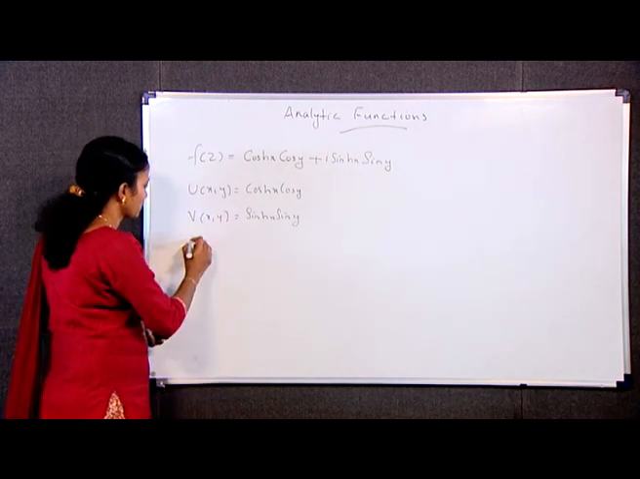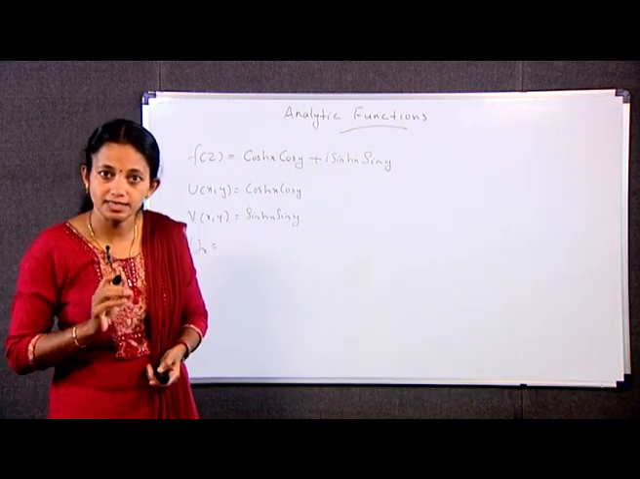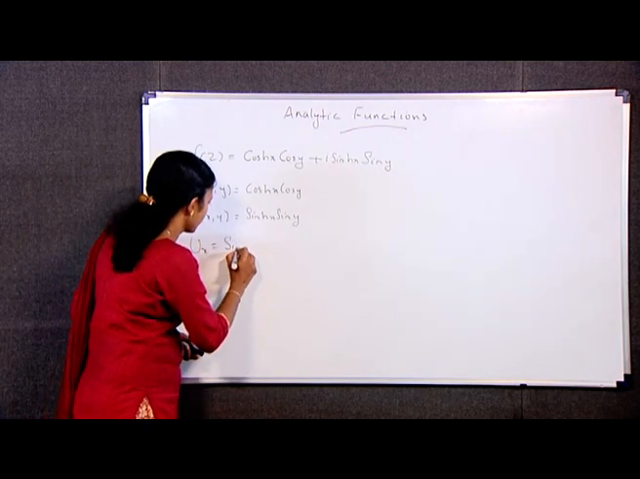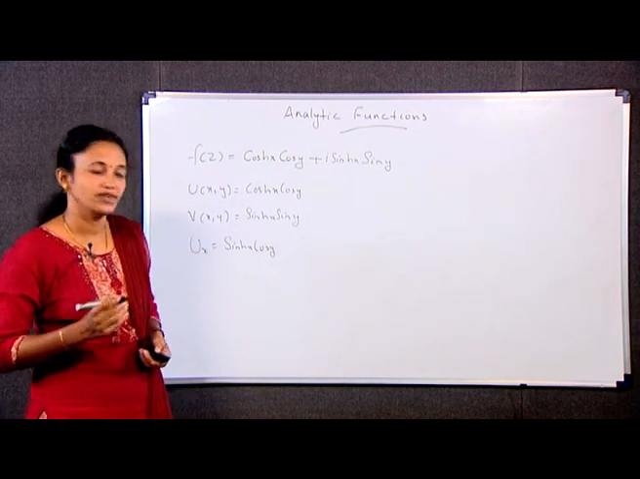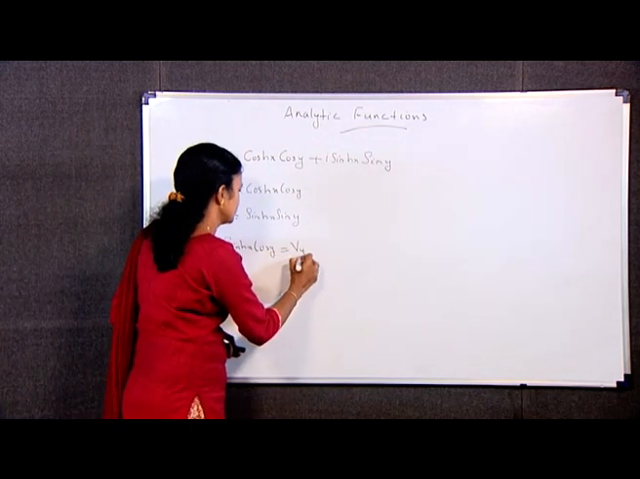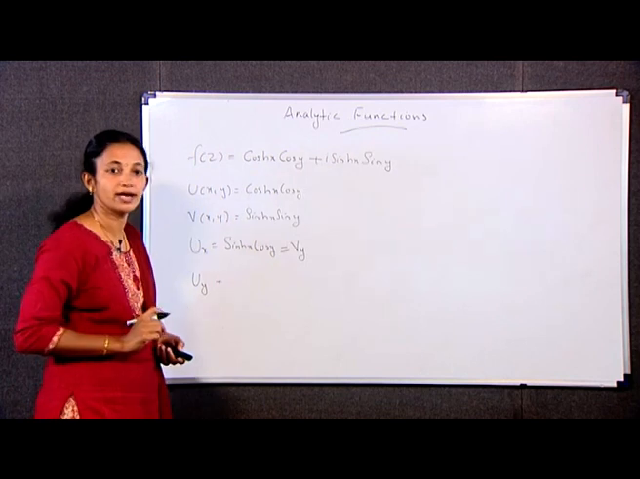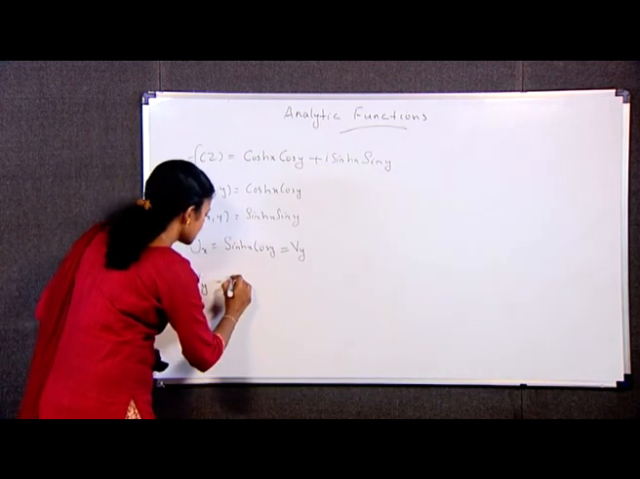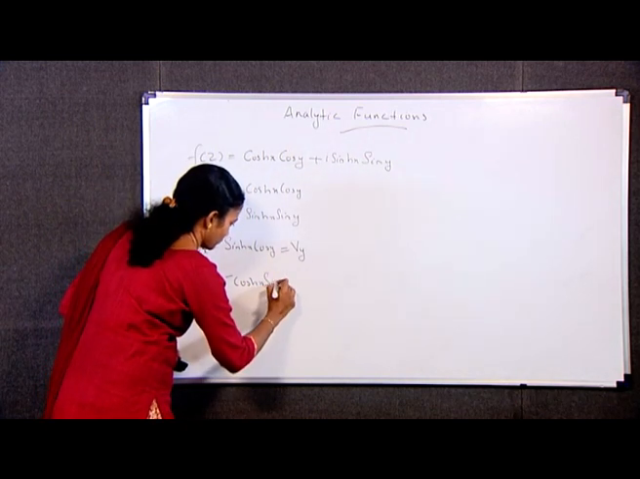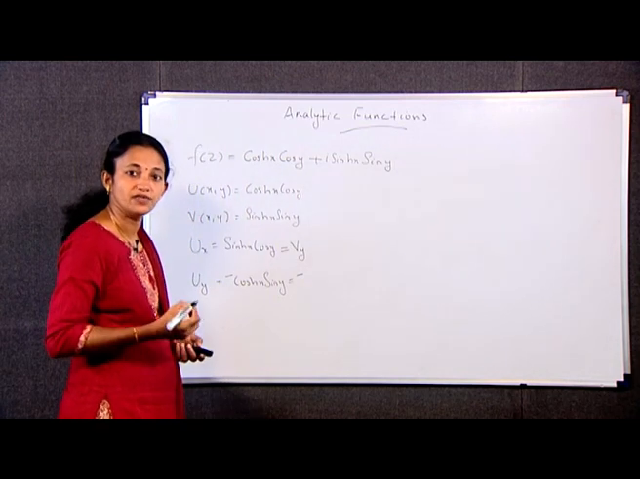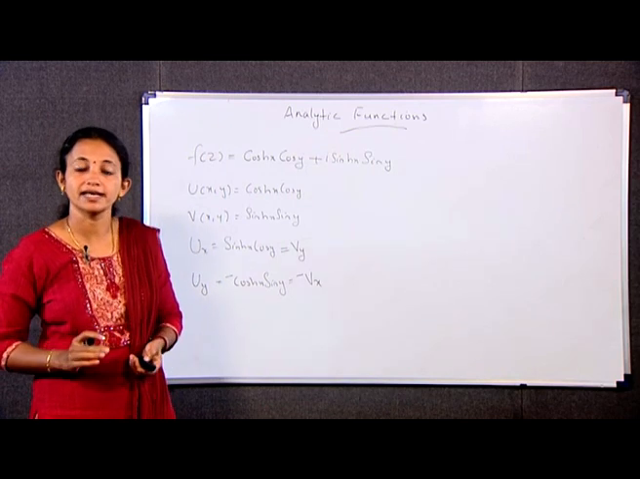Because here ux, that is dou u by dou x, is equal to sinh x cos y, which is equal to vy, and uy, that is dou u by dou y, is equal to minus cosh x sin y, that is equal to minus vx. So, everywhere it is clear that f is entire.